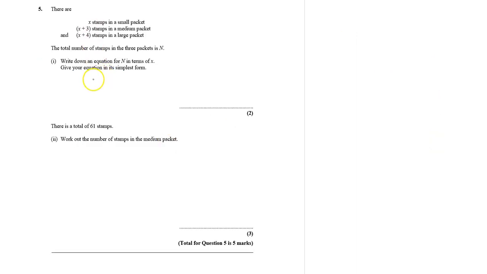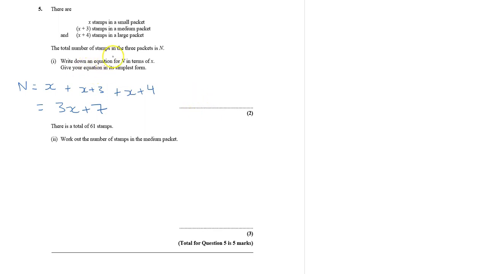Now, question number 5 is on forming an equation. So it says there are x stamps in a small packet, x plus 3 in a medium, and x plus 4 in a large. And the total number in the 3 packets is n. So it says write down an equation for n in terms of x. Well, n, then, if it's the total number, will be the x stamps in a small packet, plus the x plus 3 stamps in the medium, plus the x plus 4 in the large, which altogether is 3x plus 7. So x plus x plus x is 3x, 3 plus 4 is 7.